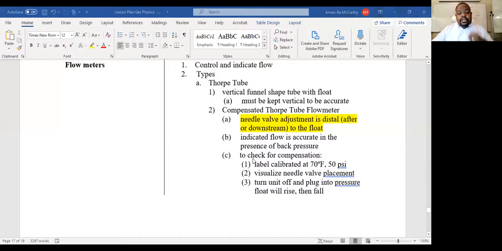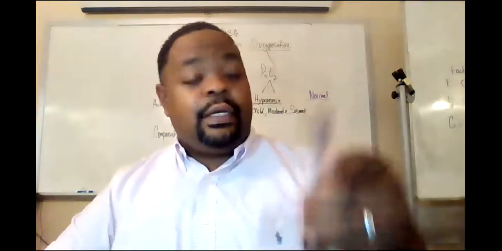All right. In order to know if it's compensated, because you're like, well, damn, I can't look inside of it and see what a needle valve is, right? Of course not. So there's some other things you can do to find out whether it's compensated. It'll either say it's labeled at 70 degrees Fahrenheit and 50 PSI. Let me see if I can find it. Right there, it says 50 PSI. It says CAL, see that? Calibrated at 70 degrees Fahrenheit. See that? 70 Fahrenheit. So that lets me know, yeah, this is compensated.